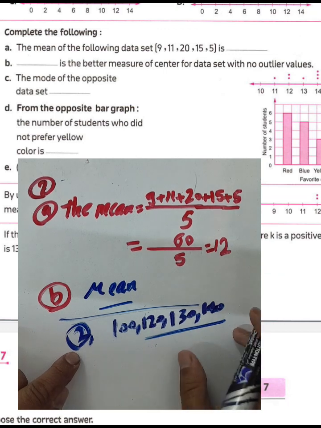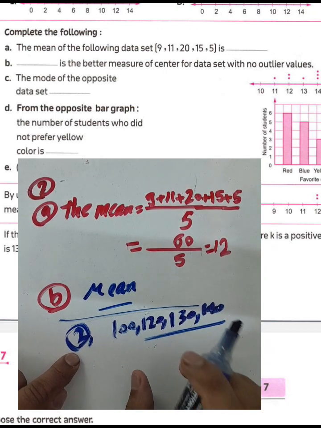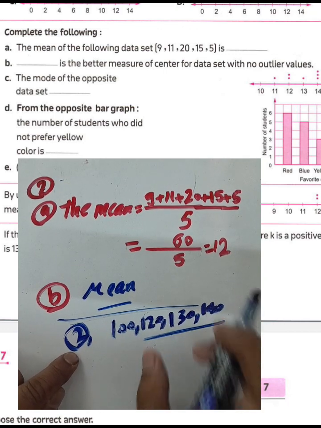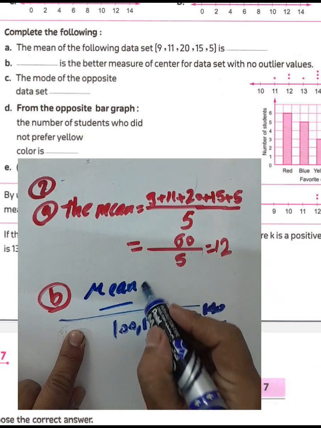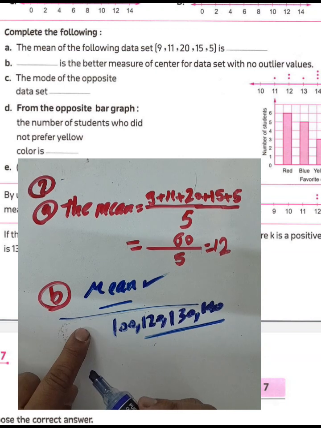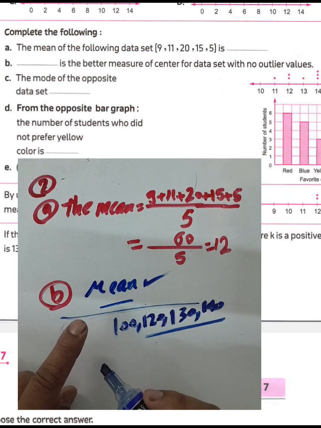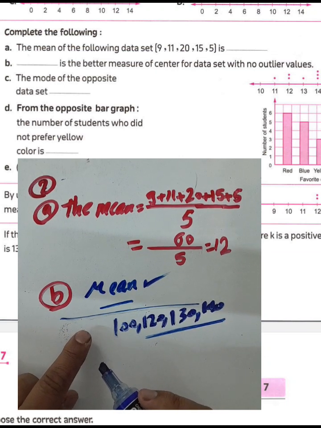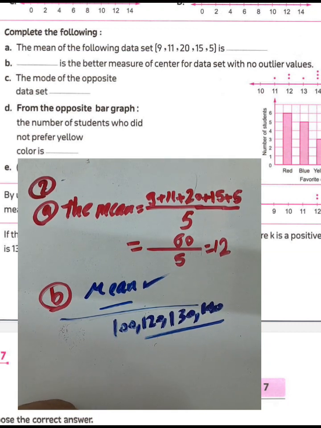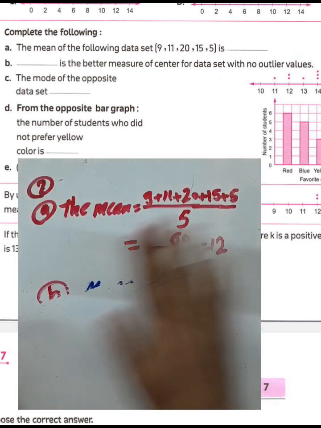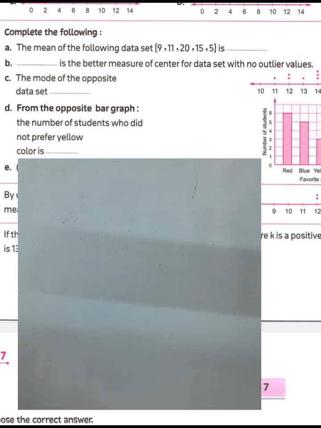Then in this data, which is the best measure we can use? We can use the median. But if we cancel the outlier here, you must use the mean. Okay, letter B. The mean is the better measure of center for a data set with no outlier values. Okay, next question, letter C.